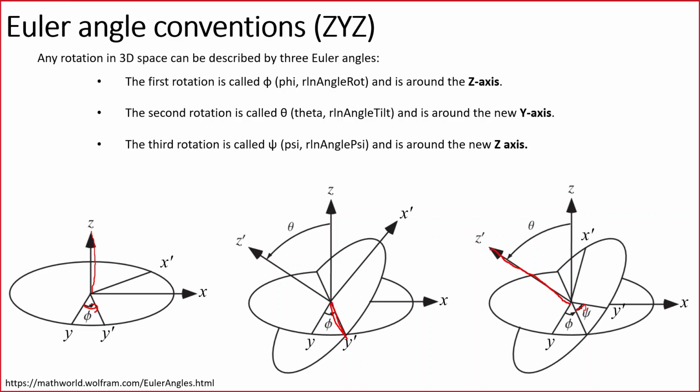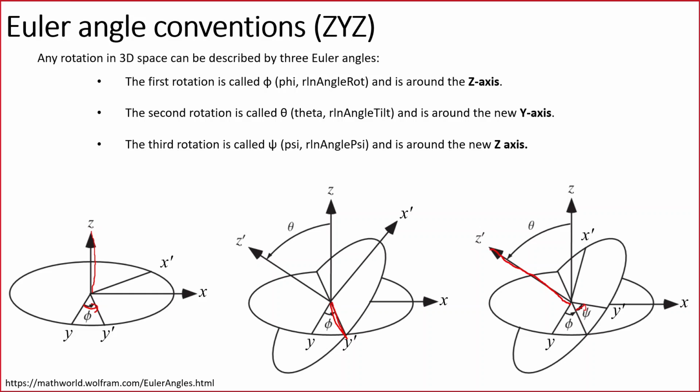However, many software packages have their own nomenclature for this. One is called angle rot, the other is called angle tilt, and the third is called angle psi, which is actually the psi angle. The reason is that the first angle shows the rotation of the whole plane, the second angle shows the tilt of the plane, and the third one is again an in-plane rotation on the tilted plane.